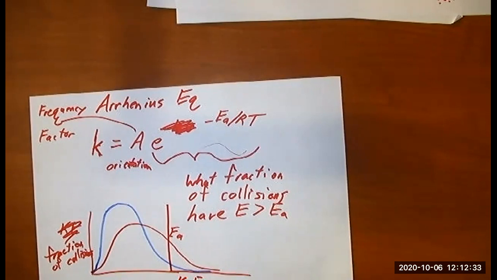Okay. Any other? Yes? Can you explain what each of the letters mean in the equation? Okay, so K is the rate coefficient. A is the frequency factor that we were just discussing. The lowercase e is the base of the natural logarithm. EA is the activation energy. R is the gas constant, from the ideal gas law, and T is the temperature in Kelvin.